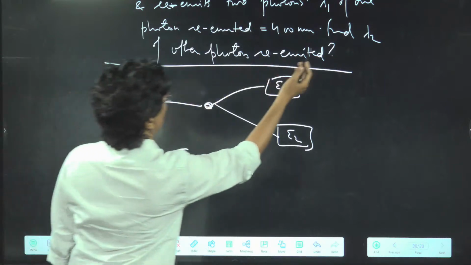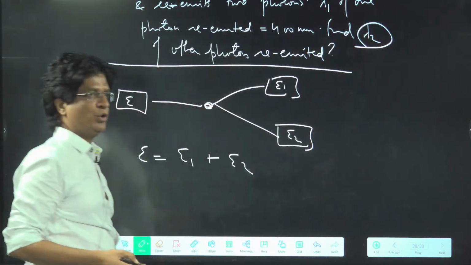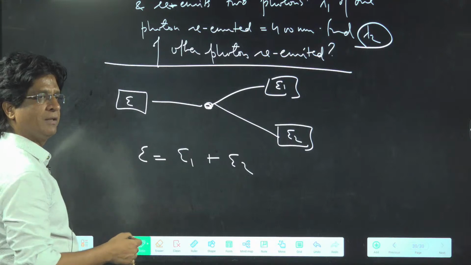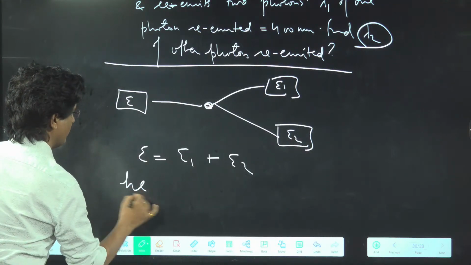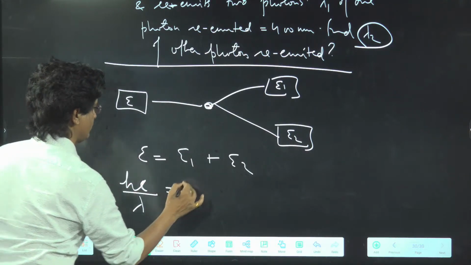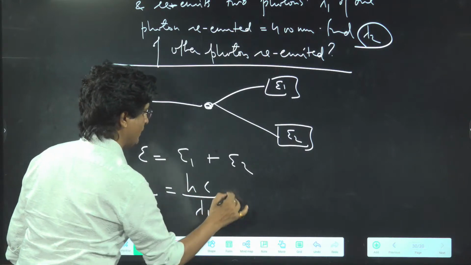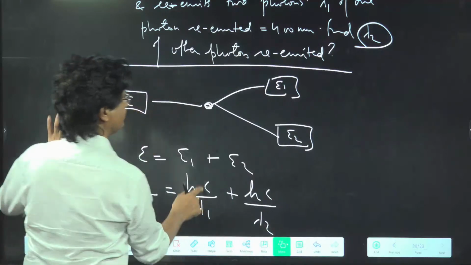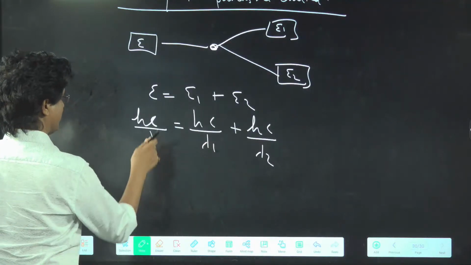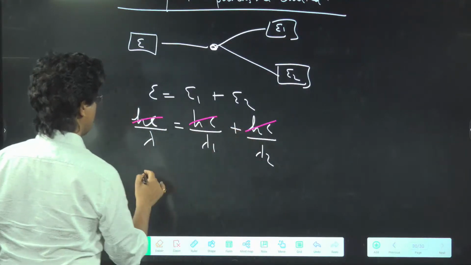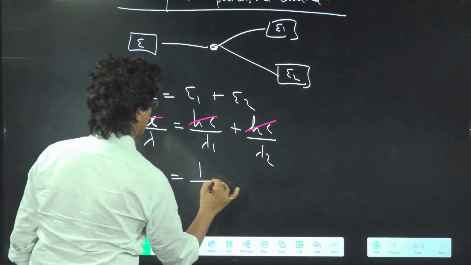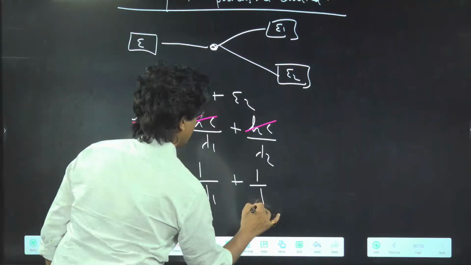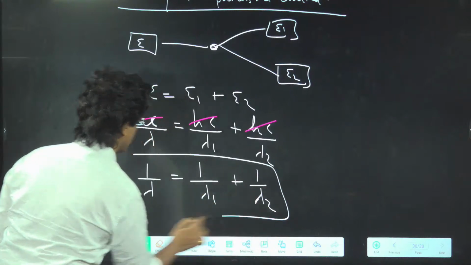Now the focus is wavelength, so I should be talking in terms of wavelength. So it will be hc upon lambda equal to hc upon lambda 1 plus hc upon lambda 2, because all photons travel with the same speed. And this hc can be cancelled. 1 upon lambda is equal to 1 upon lambda 1 plus 1 upon lambda 2. Yes or no?